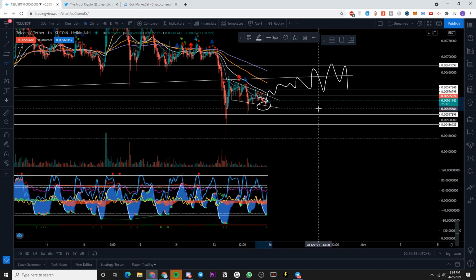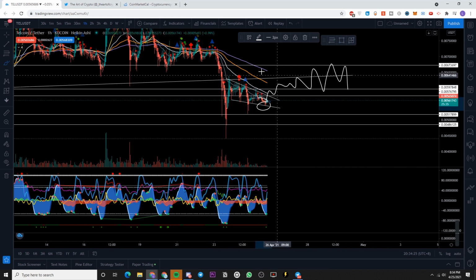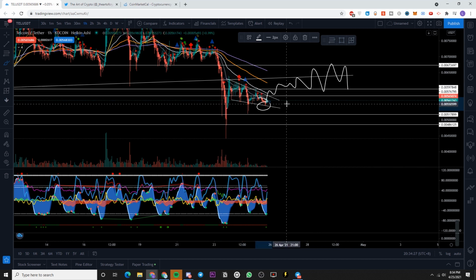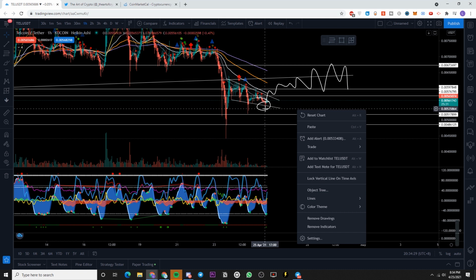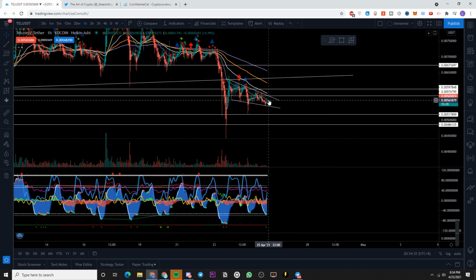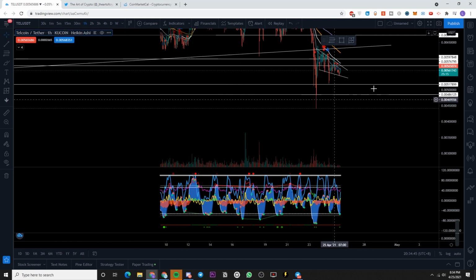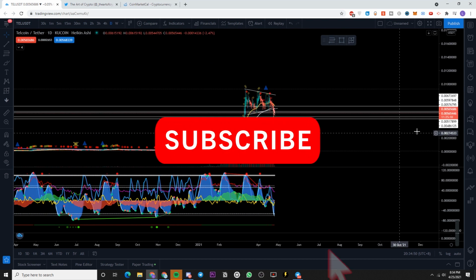That is the beauty of front-running patterns and identifying patterns before they break out, because you'll be ahead of the herd. So that is entry number 1, which is just to buy right now on spot. I wouldn't go on leverage for this. I don't even think you could go on leverage in KuCoin anyways.